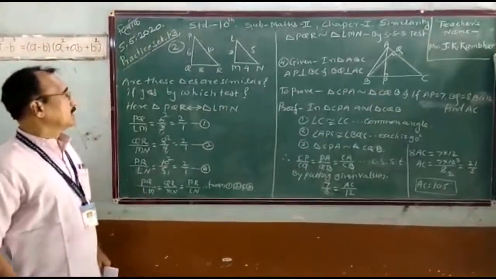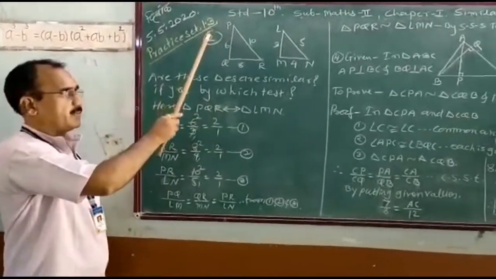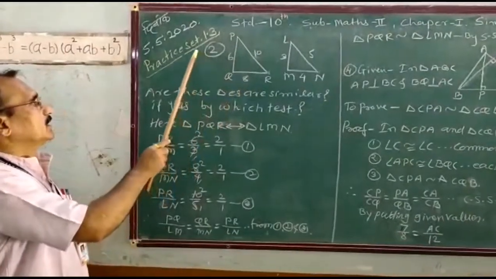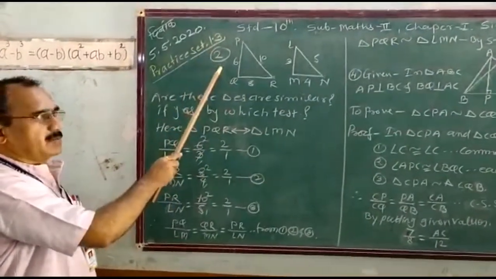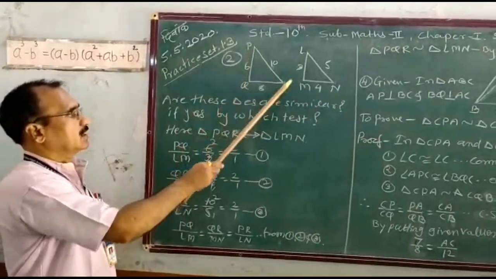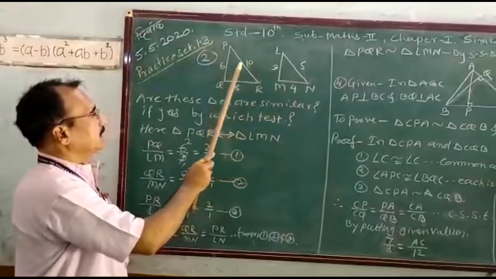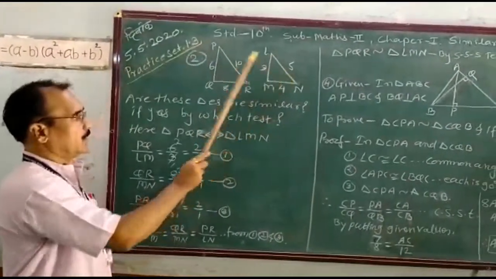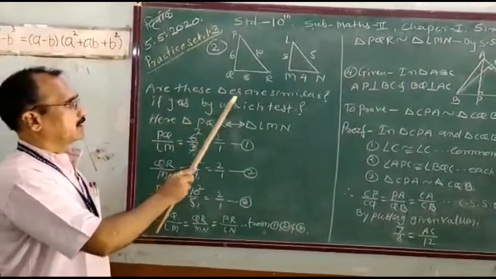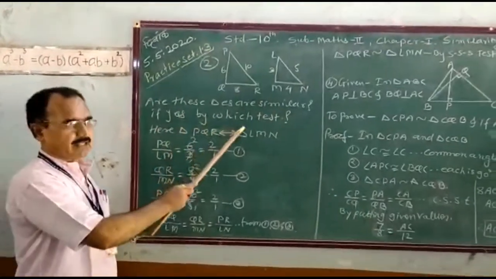Now we are going to see practice set 1.3. It is based on similar triangles and tests of similarity of triangles. In this practice set, the second example from our textbook, triangle PQR and triangle LMN. The lengths of the sides of the triangles are already given. There is one question: are these triangles similar? If yes, by which test?